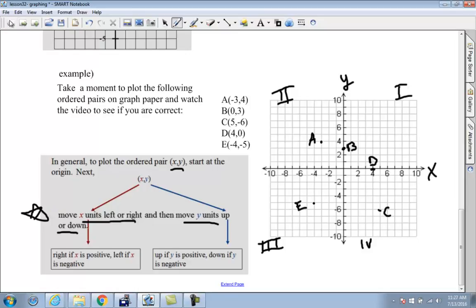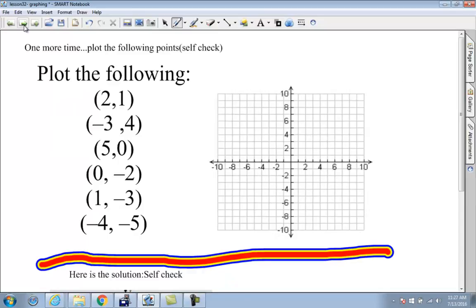Okay, let's move to the next slide. One more time, plot the following points. And you might want to hit pause again, but I'm just going to go through and plot all these for you. 2, 1. And in fact, you know what? Let's just label these A, B, C, D, E, F, just so when you do your self-check, you got it. So 2, 1, that's over 2, up 1 right there. So I'll call that A, location A.